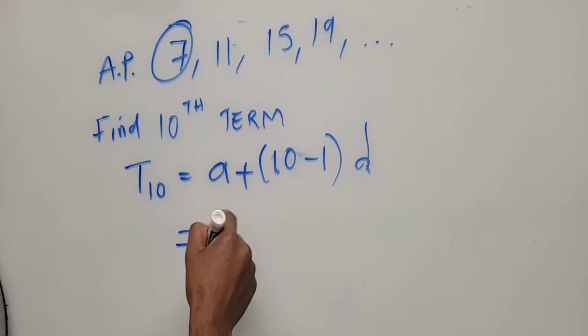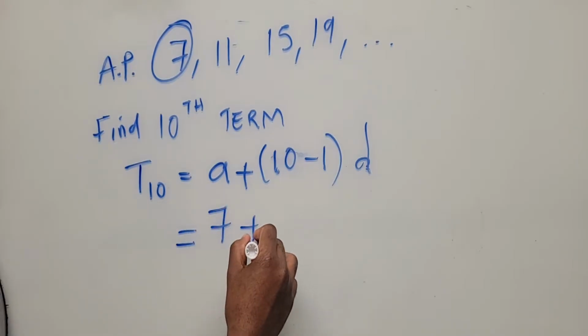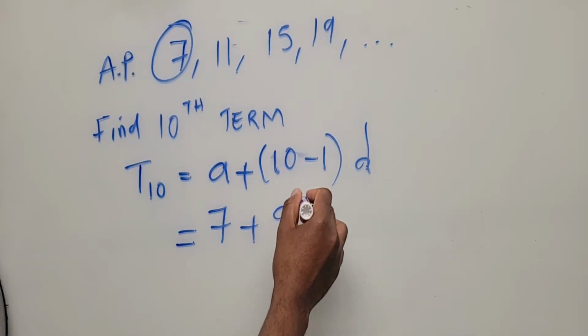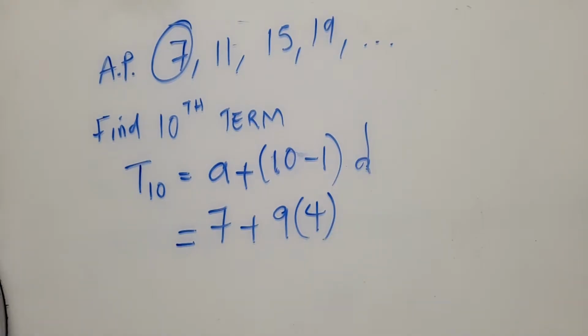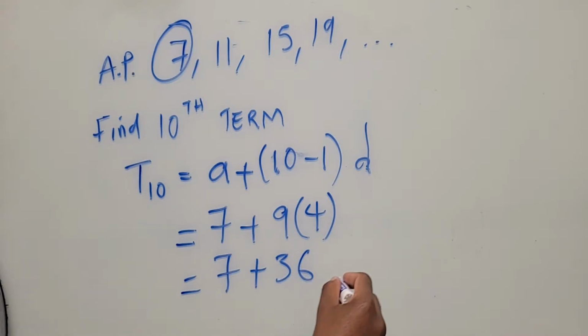So here we have a, which is 7, then plus 10 minus 1 is 9, and our common difference d is 4. So I have 7 plus 9 multiplied by 4, and this is just 7 plus 36, right? 7 plus 36 is exactly 43. So the 10th term of this arithmetic progression given by 7, 11, 15, and 19 is 43.